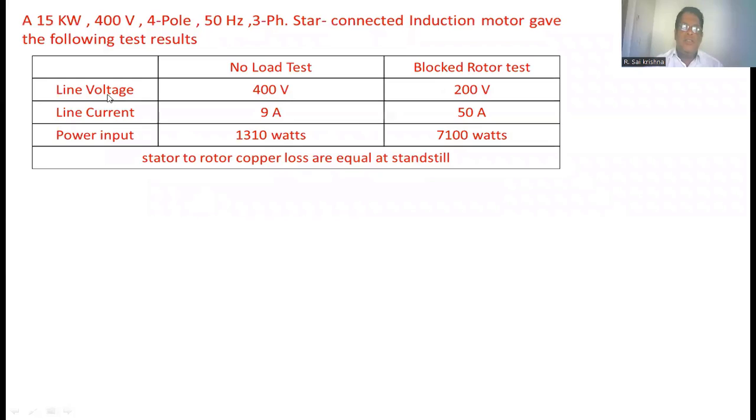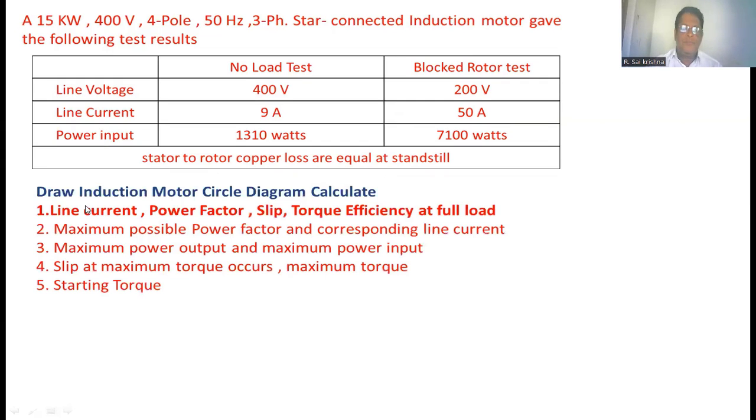During the no load test, the line voltage is 400 volts and the line current is 9 amperes. The power taken by the induction motor during the no load test is 1310 watts. During the blocked rotor test, the line voltage is 200 volts and the line current is 50 amperes. The power taken by the induction motor during the blocked rotor test is 7100 watts. One more point is also given: the stator and rotor copper losses are equal at standstill.